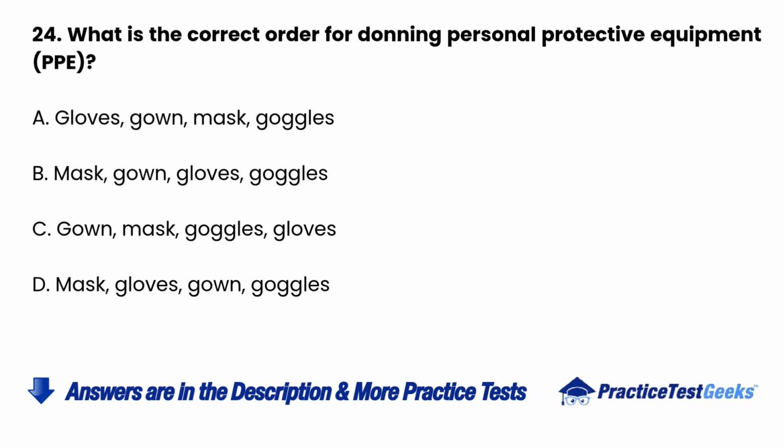24. What is the correct order for donning personal protective equipment, PPE? A. Gloves, gown, mask, goggles. B. Mask, gown, gloves, goggles. C. Gown, mask, goggles, gloves. D. Mask, gloves, gown, goggles.